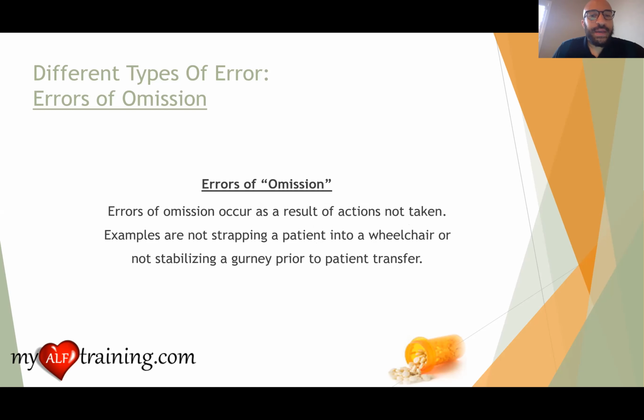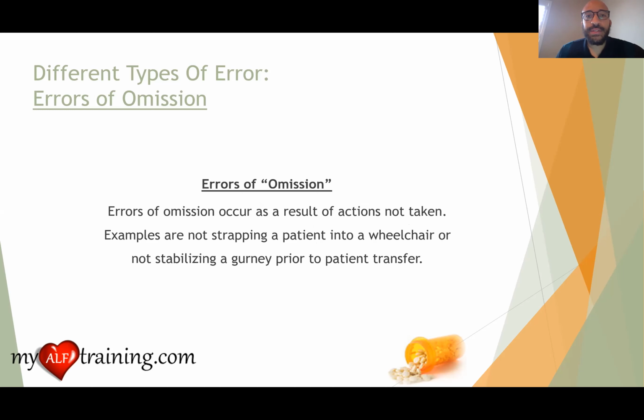Okay, now we have errors of omission. An error of omission is an error that is caused by not taking an action. So I'll put an example here. When you don't strap a patient to a wheelchair or stabilize their gurney prior to patient transfer. So that's an error of omission.